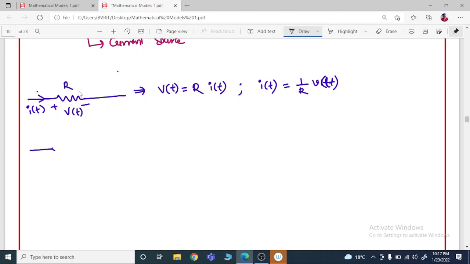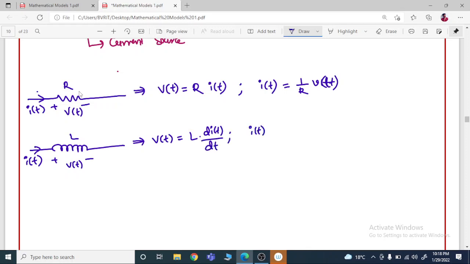Coming to the inductor represented with L, current flowing through the inductor is I of t, and voltage across the inductor is V of t. So here voltage across the inductor can be written as V of t is equal to L into di of t by dt, and I of t can be written as 1 by L into integration of V of t dt.